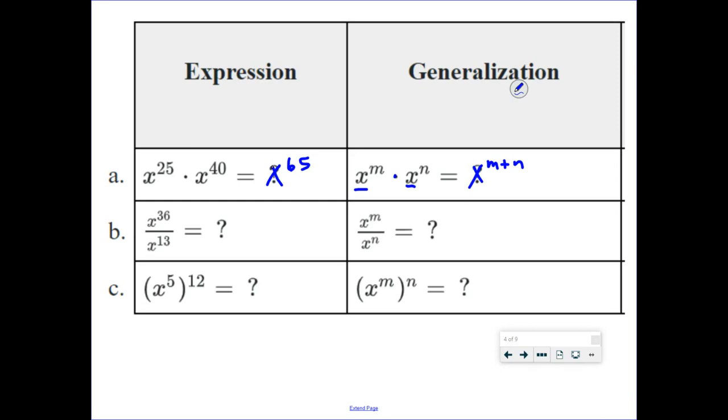If we were dividing exponents, okay, x to the 36 over x to the 13 becomes x to the 23rd. Because when we're dividing exponents, we end up what? We end up subtracting the exponents and getting that. And finally, the quantity of x to the 5th to the 12th power becomes x to the 60th, because when we have them in parentheses, we end up saying, hey, this quantity is being multiplied by itself that many times, and we can do that by multiplying. This becomes x to the m times n.